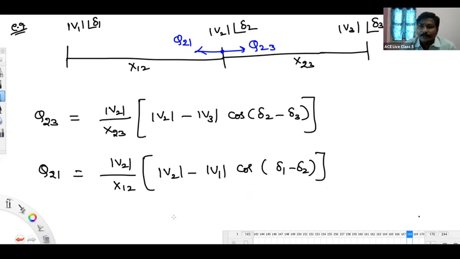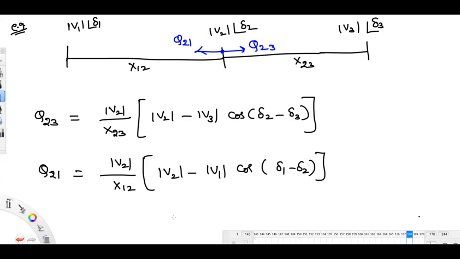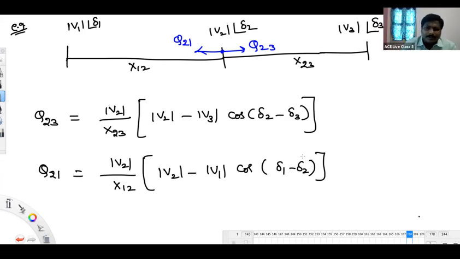In case of real power, you take that into consideration. In case of reactive power, you need not. So the bus we are taking as reference is bus 2, then the difference will be delta 2 minus delta 1. You take it, no issue. Okay.